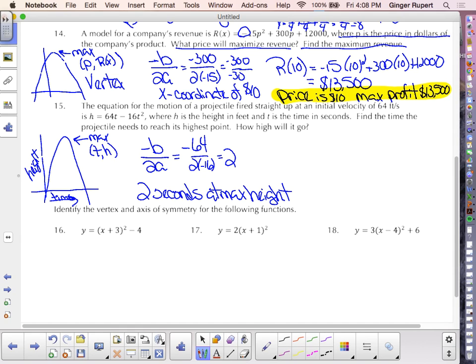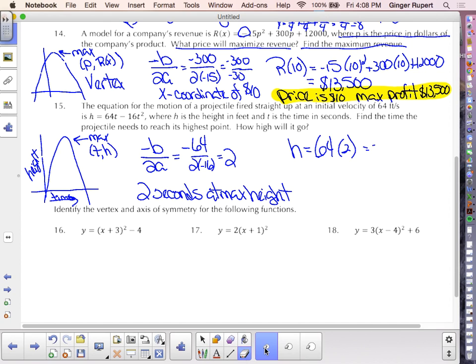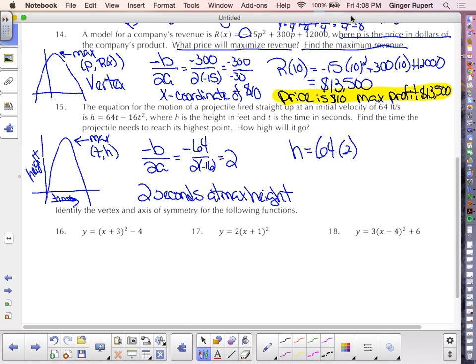Substitute the 2 into the function, so the height of this projectile after 2 seconds. Oops, sorry, that should just be a minus sign. So that's going to be, let's see, 64. So the height after 2 seconds is 64 feet.